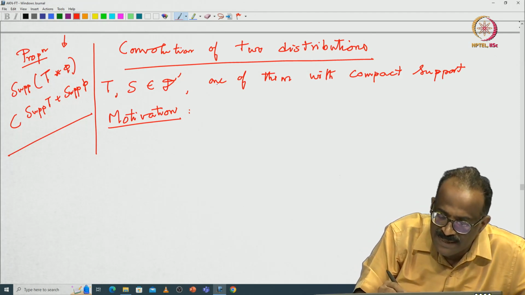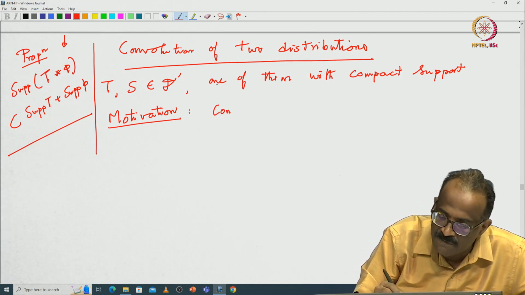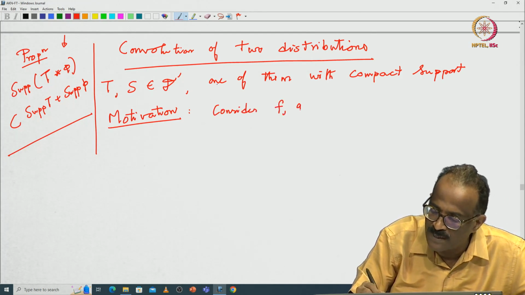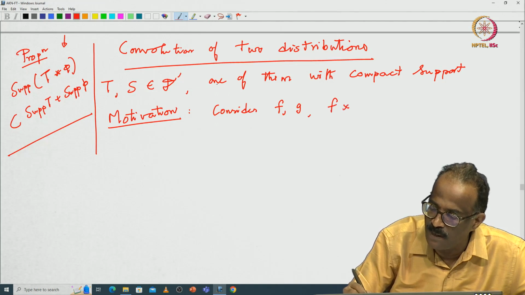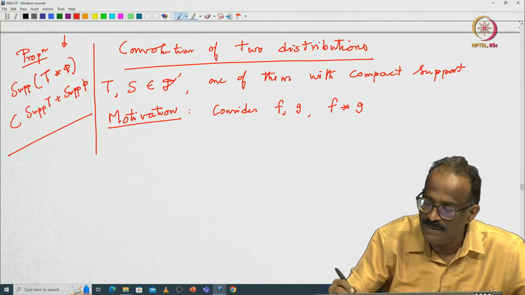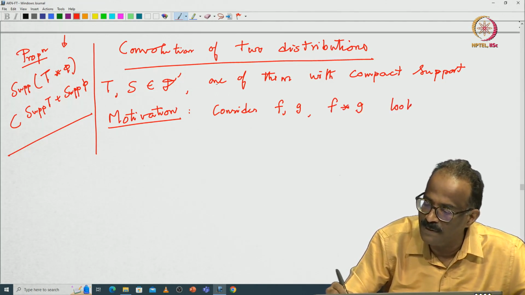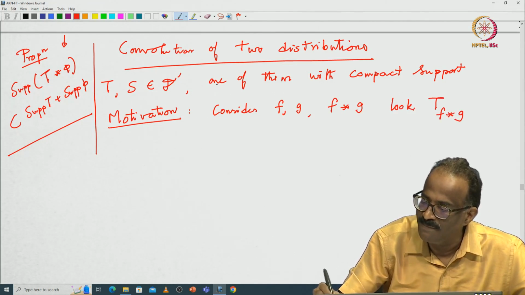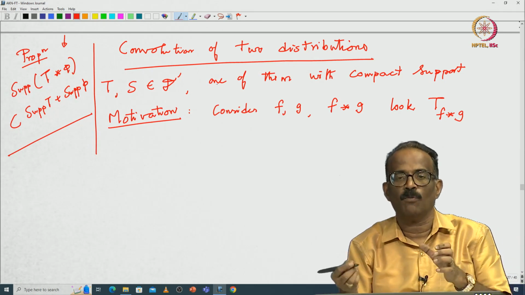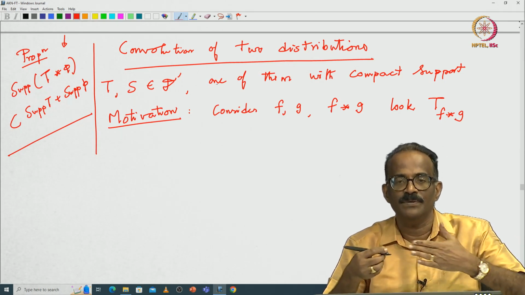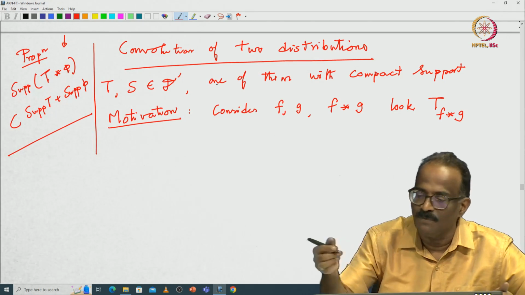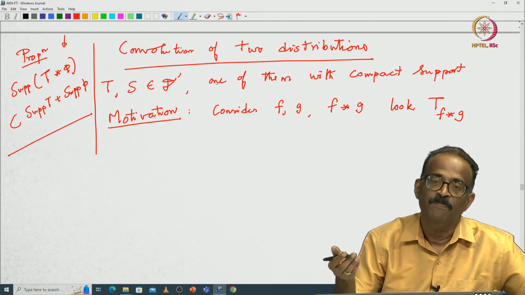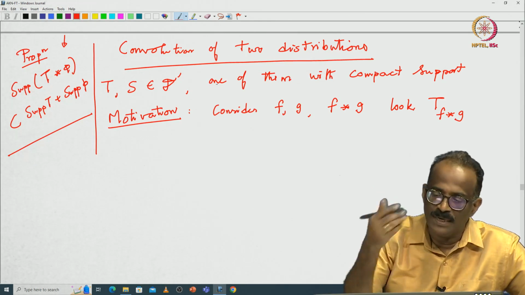So, let us consider two functions f and g, and f star g. Look at T produced by f star g. Will it give some formula? And can that formula be used to define the convolution T star S, if we have Tf and Tg, and then how does it represent?